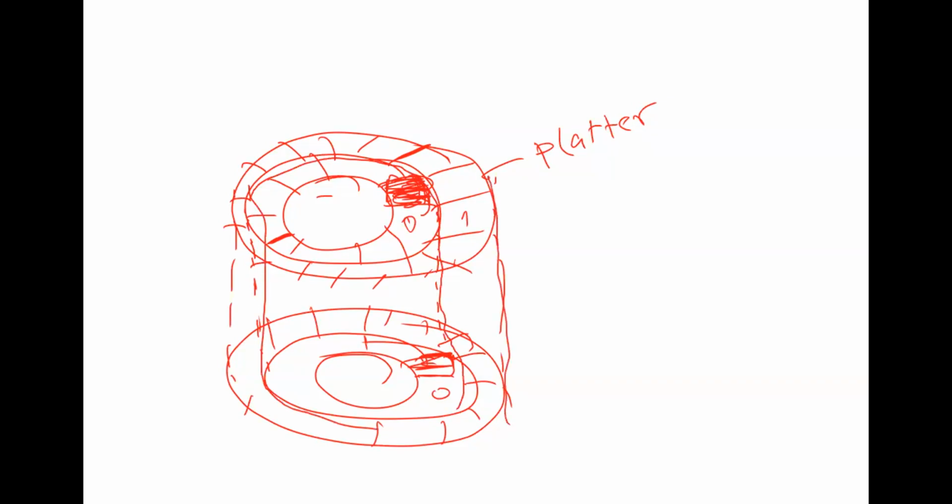This is also one cylinder as well, and here is also one cylinder shape. When we join tracks between platters, if there are 3 platters, you can join these 3 platters, and then it will be a cylinder shape. These are called the cylinders.